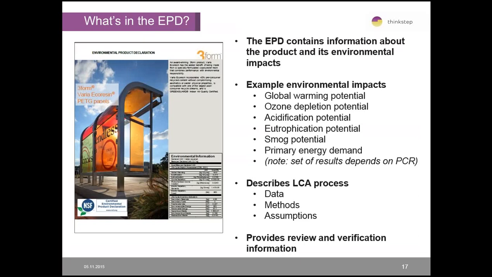The EPD itself is a document that contains information about the product and its environmental impacts. These impacts can include global warming potential and ozone depletion potential, among others listed on this slide. It will also include a description of the LCA process, which includes data sources, an overview of the methodology, and any assumptions or limitations within the LCA itself. The EPD will also document the review and verification process. On the left, you see an example of what an EPD could look like.